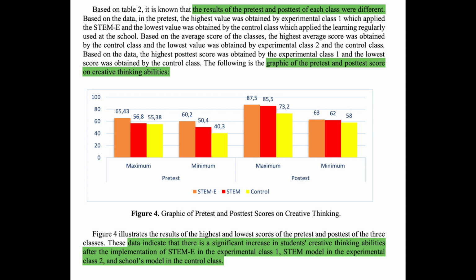As you read further down in figure 4, we notice that the data indicates that there was indeed a significant increase in student creative thinking abilities at the implementation of the STEM-E in the experimental class 1, the STEM model in the experimental class 2, and the course model in the control class.